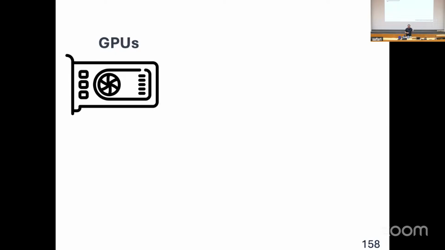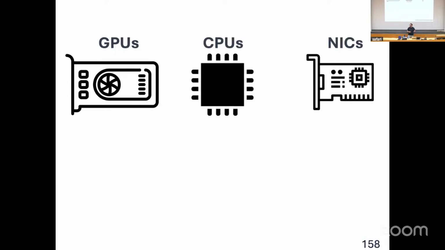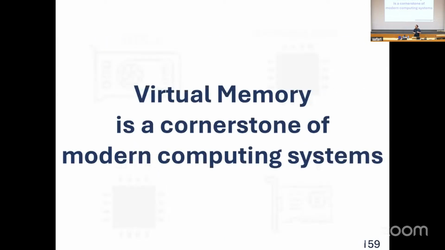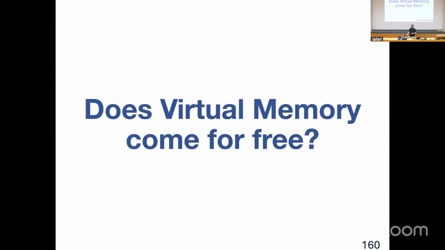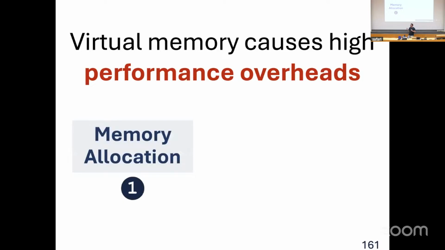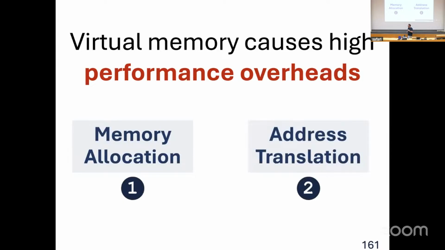We have modern systems that use GPUs, CPUs, and network interface cards that all use virtual memory these days. So virtual memory is a cornerstone of most modern computing systems. And the question is, does virtual memory come for free? No, virtual memory causes high performance overheads because of two reasons. Number one, memory allocation, and number two, address translation. So let's see first the memory allocation overheads.